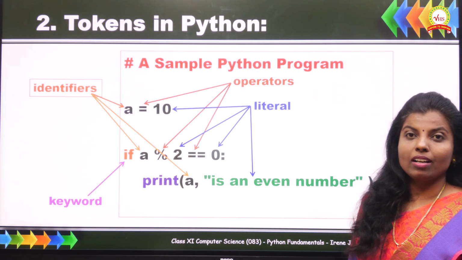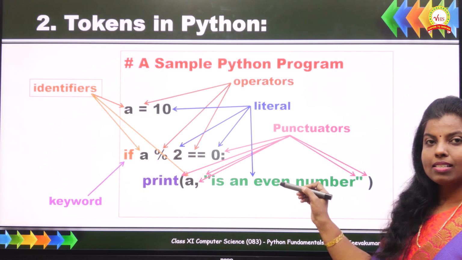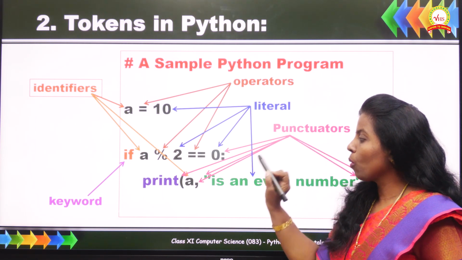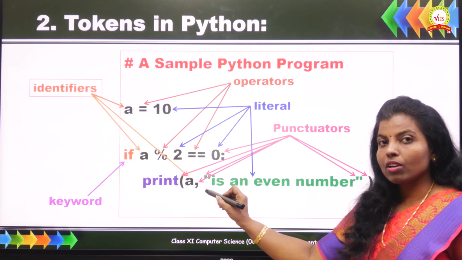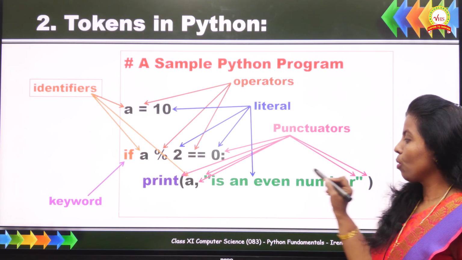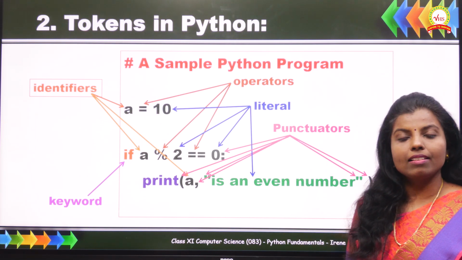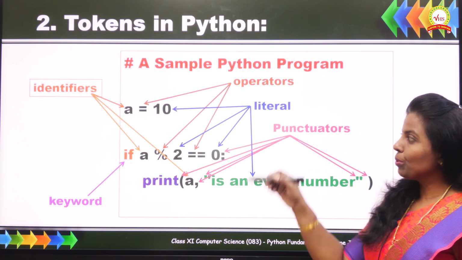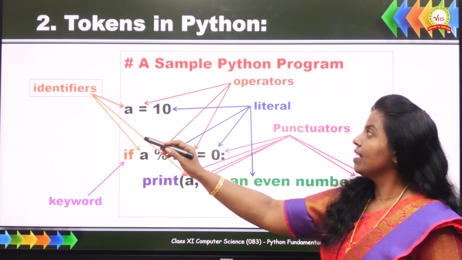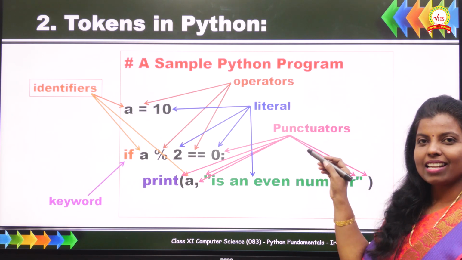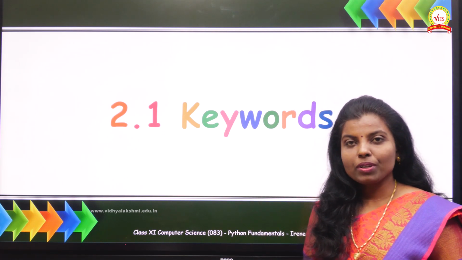We have one more token, right? What is that token? It is punctuators. The punctuators are symbols, right? So we have colon over here, starting parenthesis and ending parenthesis, and also we have comma. We have starting double quotes and ending double quotes. These are the punctuators present in this sample Python program. So through this sample Python program, we have understood what are keywords, identifiers, operators, literals and punctuators, the tokens of Python. We have learned about tokens of Python.